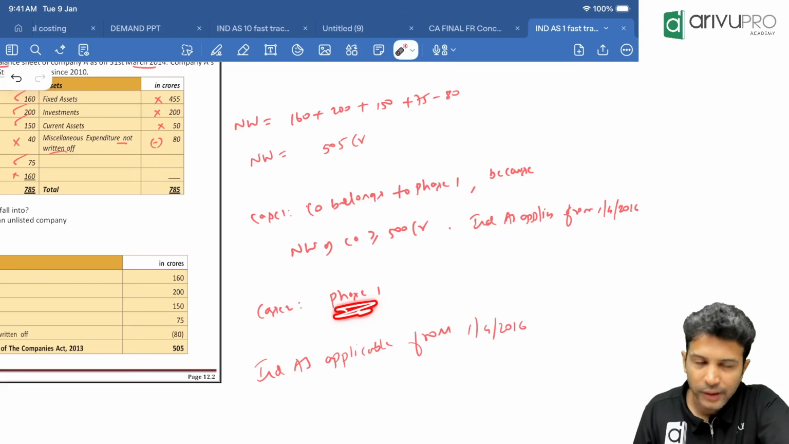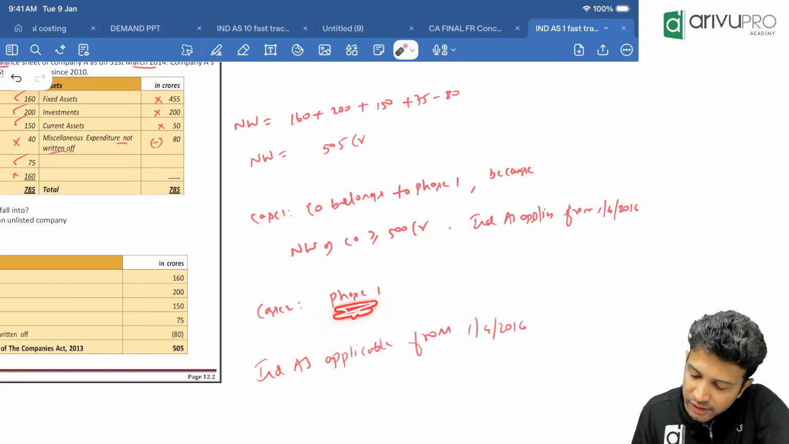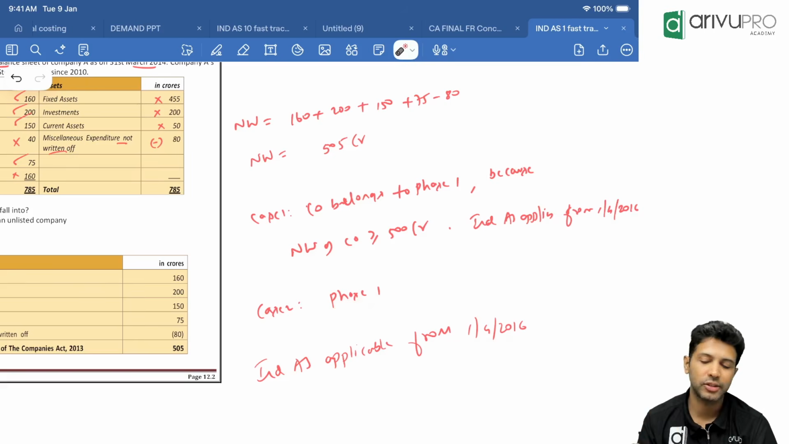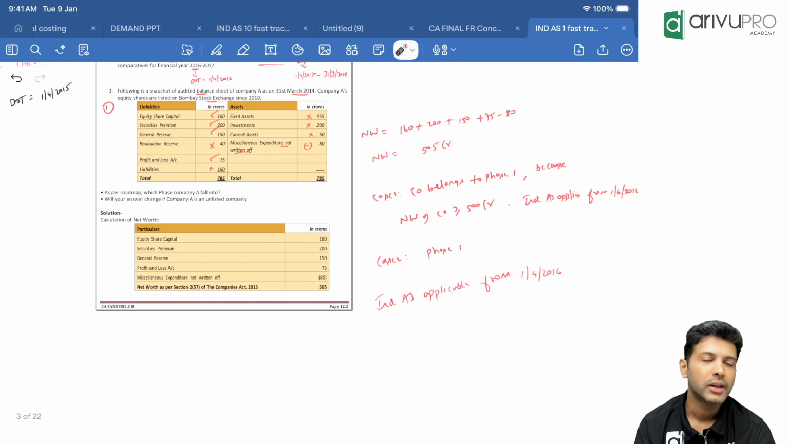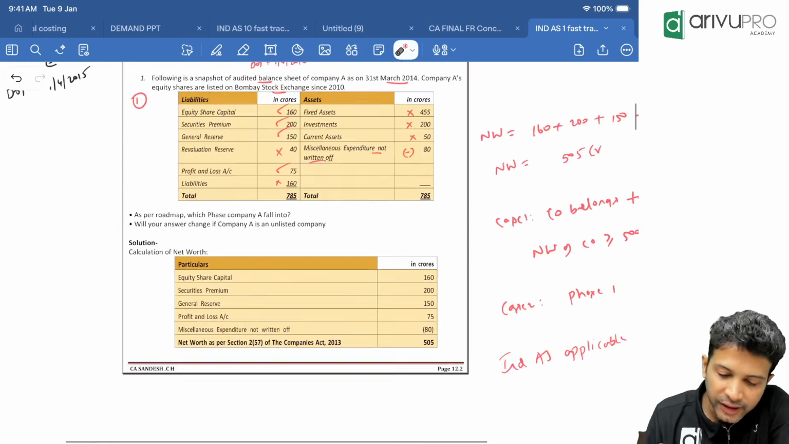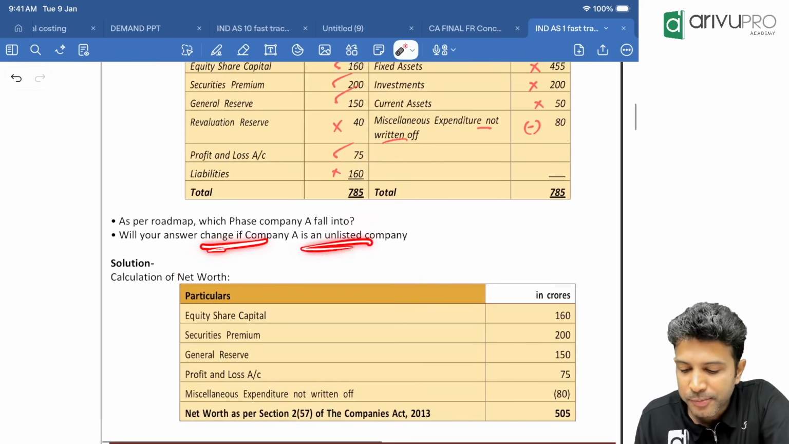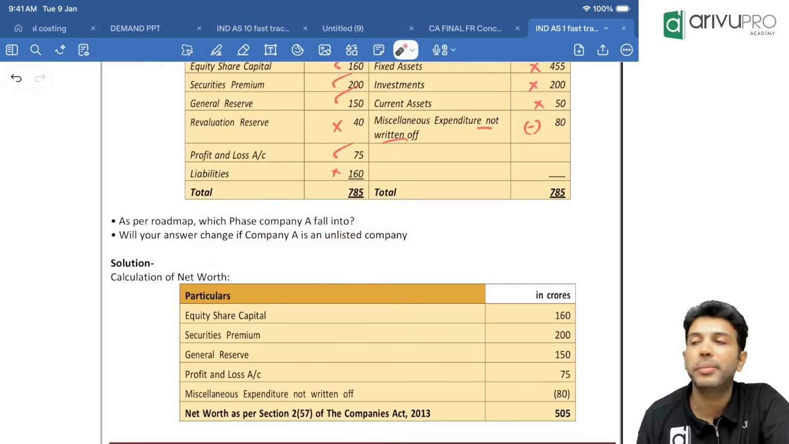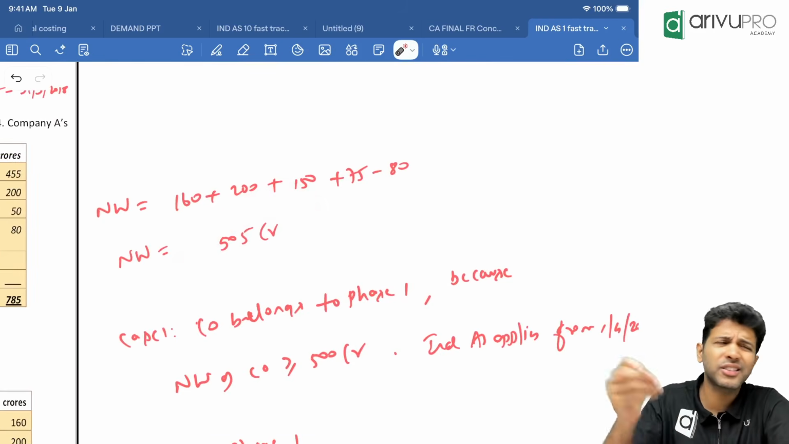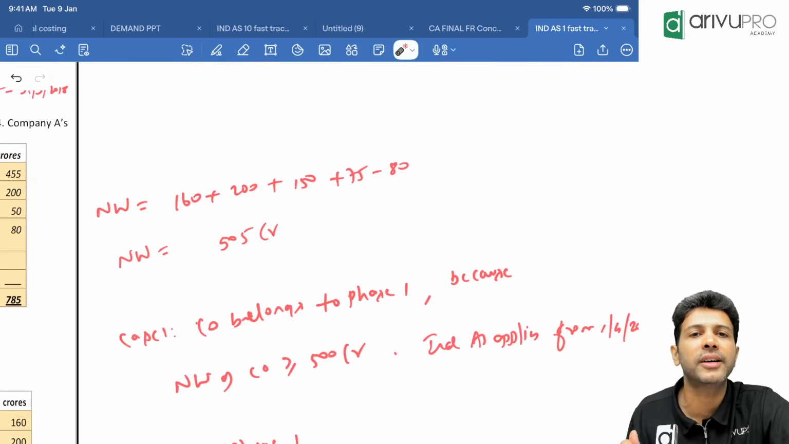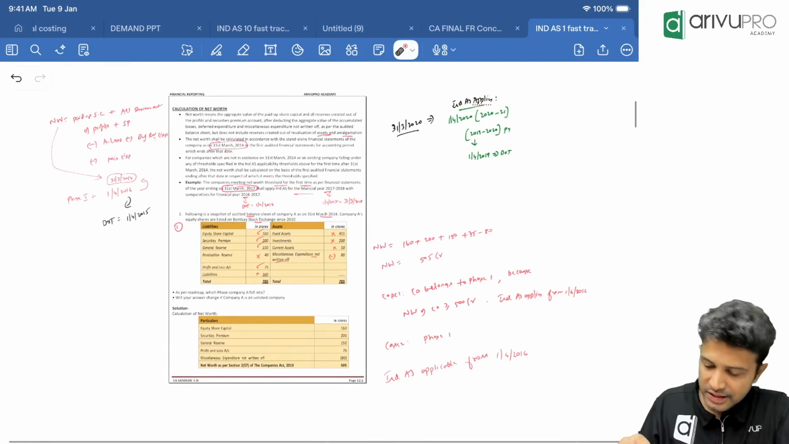If it is phase 1, what is the Ind AS application date? 1st April 2016. So this company has to apply from 1st April 2016. Done now. Next, will your answer change if A is an unlisted company? No, since their net worth is more than 500 crore, even an unlisted company whose net worth is more than 500 crore will come under phase 1. The answer is still the same.